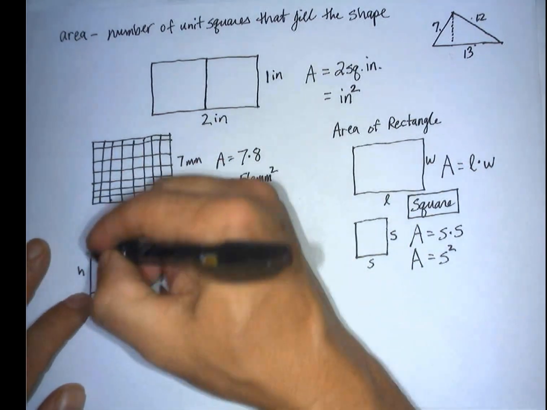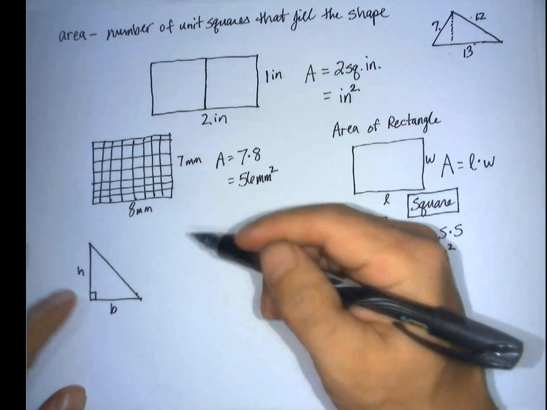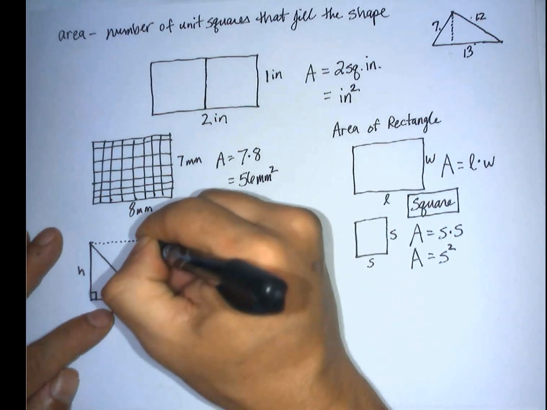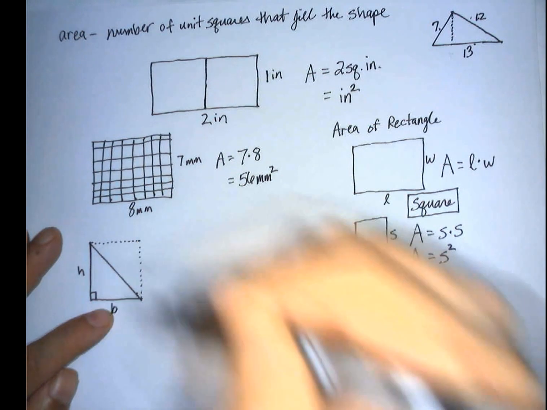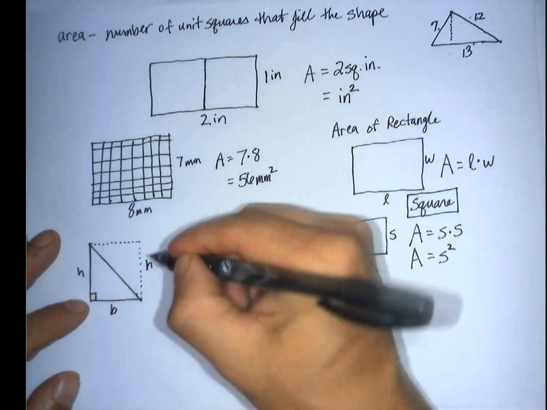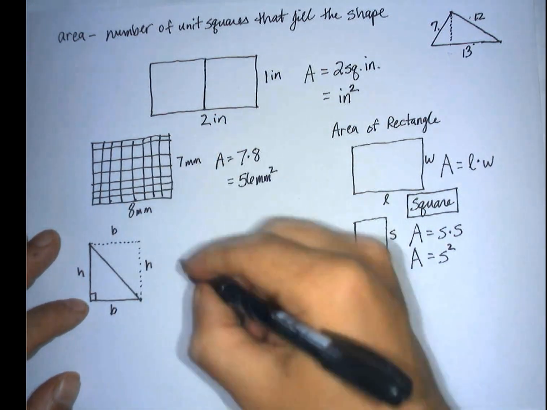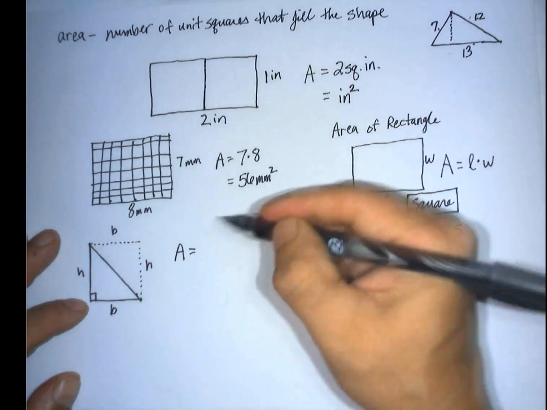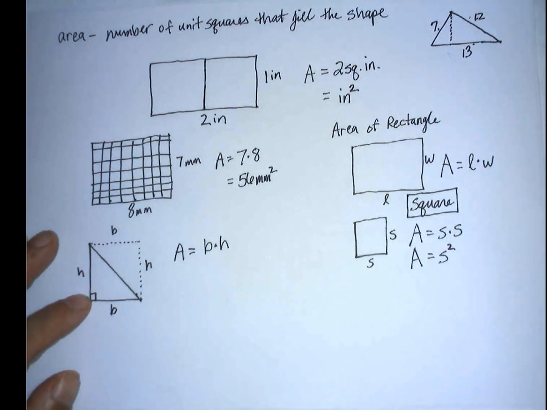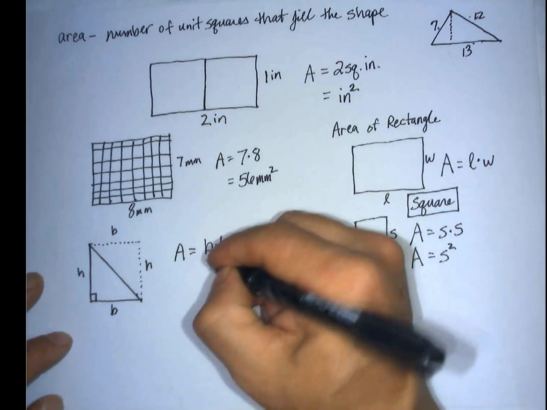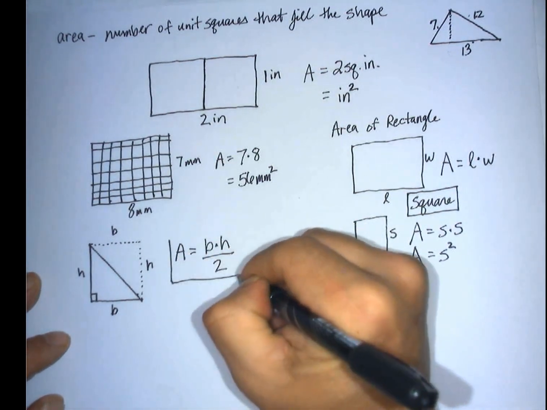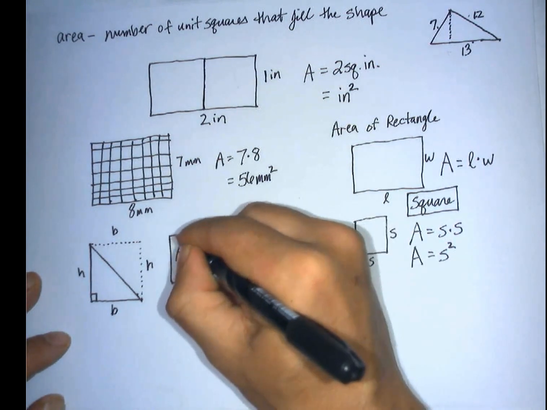But if you look at this triangle, we do have a height and a base that are square roots. And look, if I draw another half over there, this is an H and this is a B, and the area of the entire thing would be B times H. But the triangle is only half of that, so we divide that by 2 to find the area of the triangle. So the area of the triangle is the base times the height divided by 2. Okay.